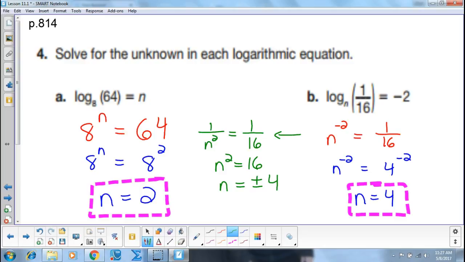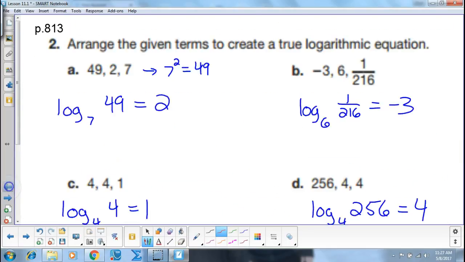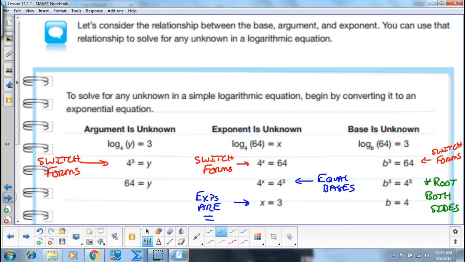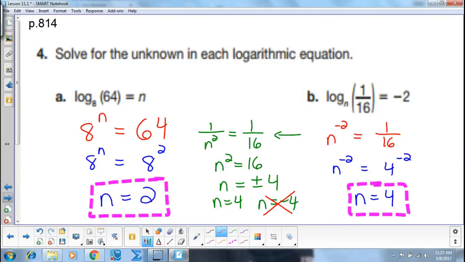Why does n equal 4 stay and n equal negative 4 go? I can't have a base that's negative, because that's what we're looking for here. We're looking for the base. And according to the rules that we learned back in chapter 10, the base has to be greater than 0. And then that would give me my n equals 4.